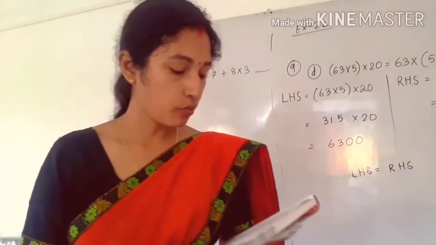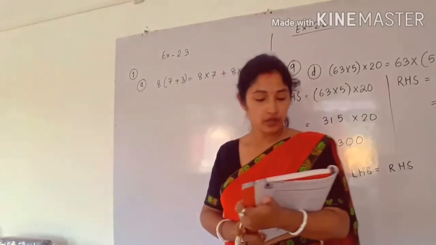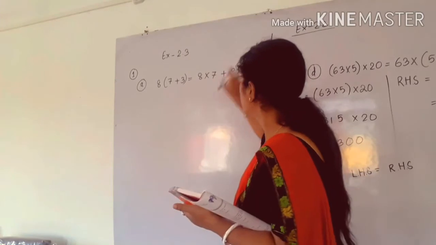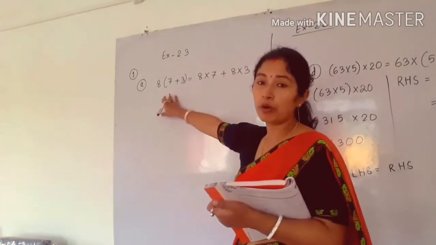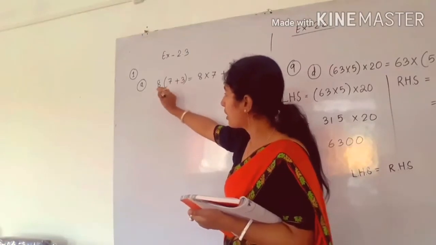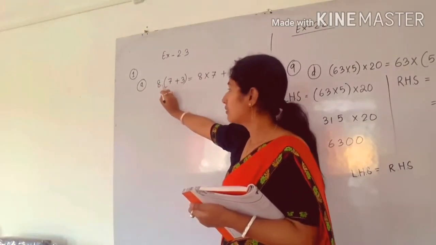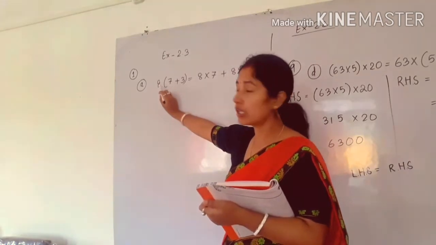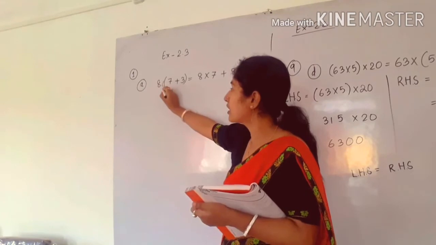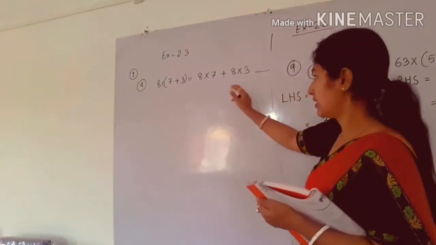So exercise 2.3, question number 1, you have to mark true or false. Question 1A is written here. I have already discussed this property, the distributive property of multiplication over addition. On the left-hand side the multiplication symbol is not given, but that doesn't mean it is not multiplied. Actually it is multiplied. There is no symbol, but the meaning of this is multiplication. So this is the mathematical statement.